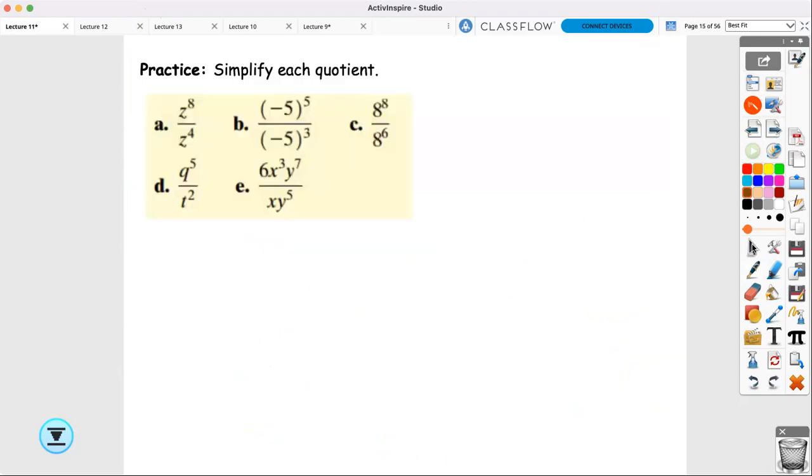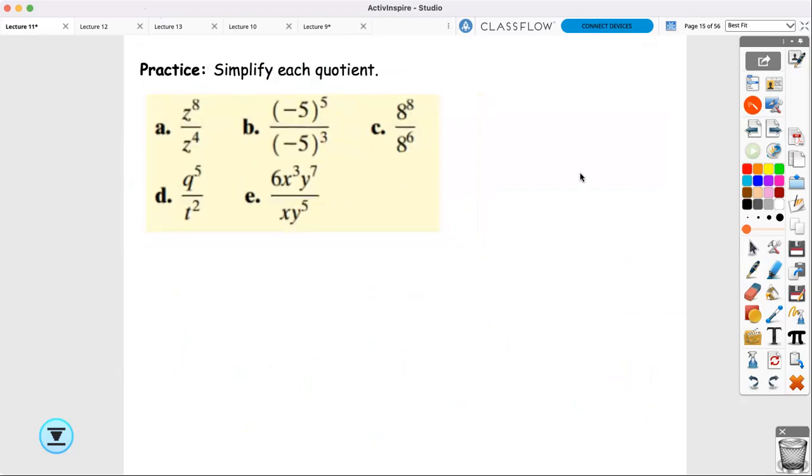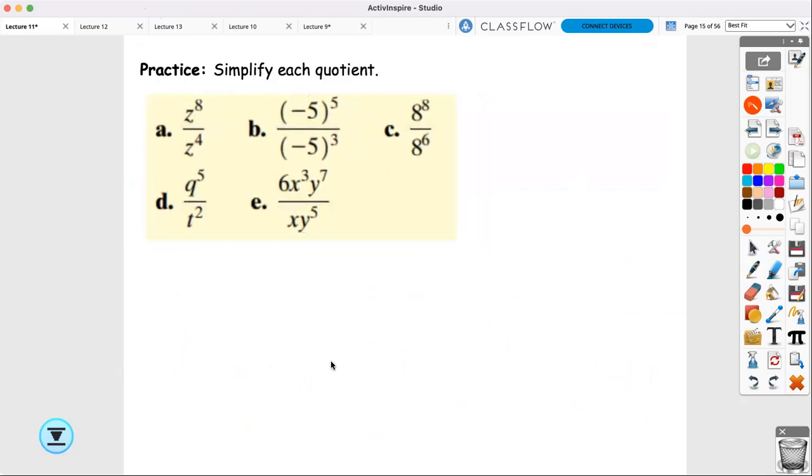All right, here's another practice problem. I'm going to give you about 4 minutes and I'll add more time if needed. Good luck.